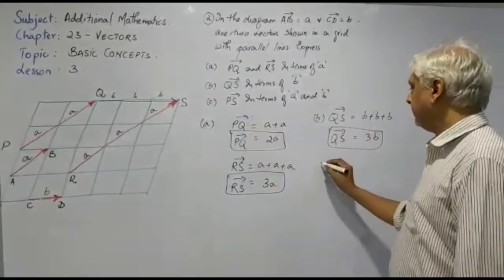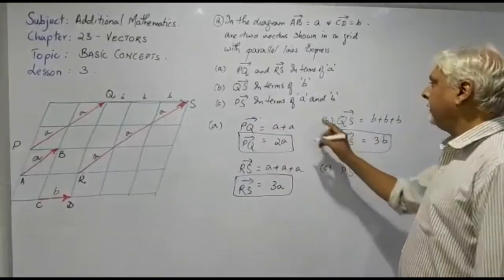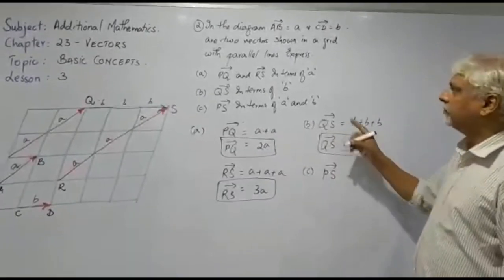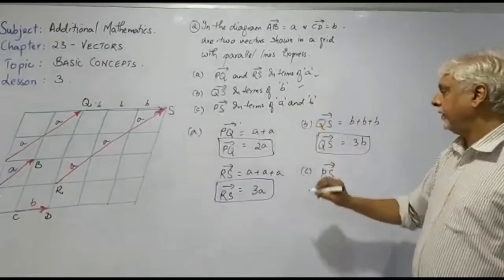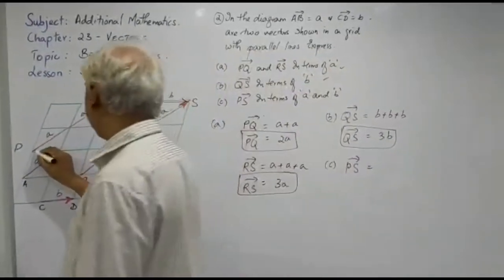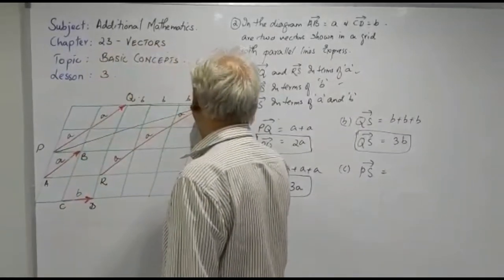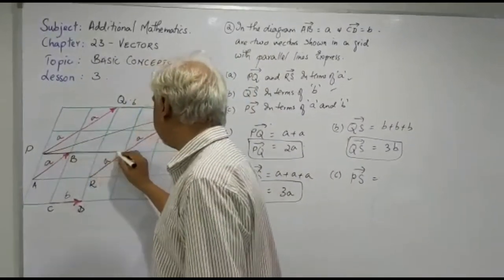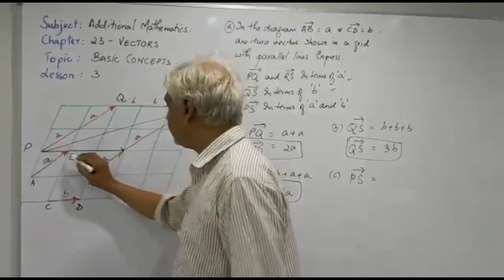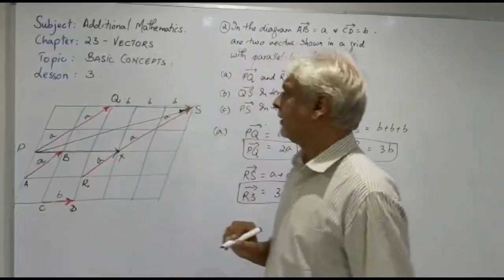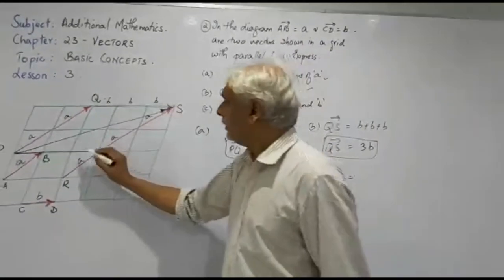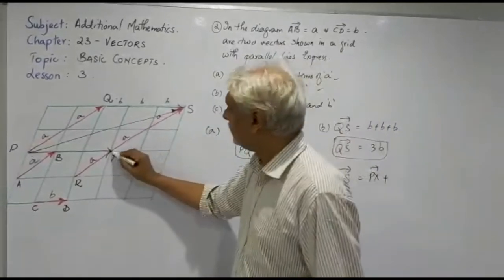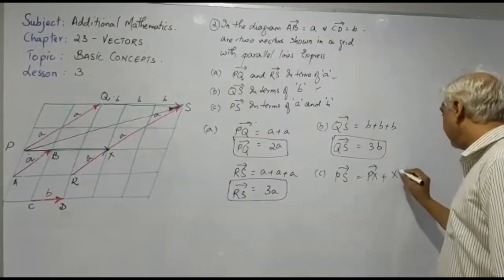Now the third part, C, the vector PS, in terms of A and B. PQ and RS we have to find in terms of A, QS we have to find in terms of B. Now we have to find PS in terms of A and B. So where's PS? This is P, and if I take it up to S, here we have S. This is a resultant vector. So we will have to take this vector and add this vector. So let's say this point is X. So PS is equals to, if this is one vector, PX plus, we have another vector, XS.